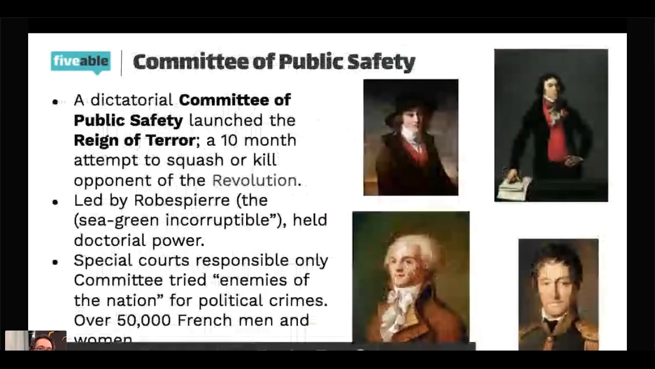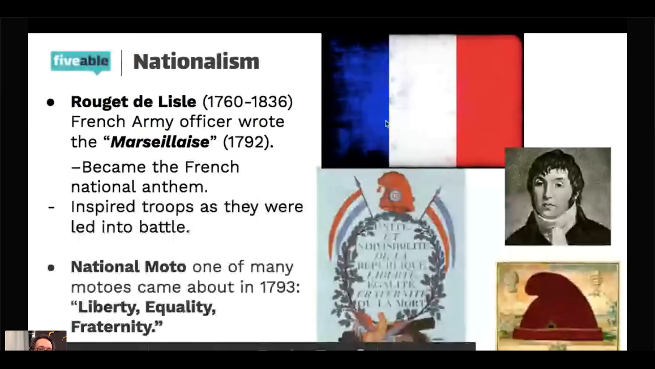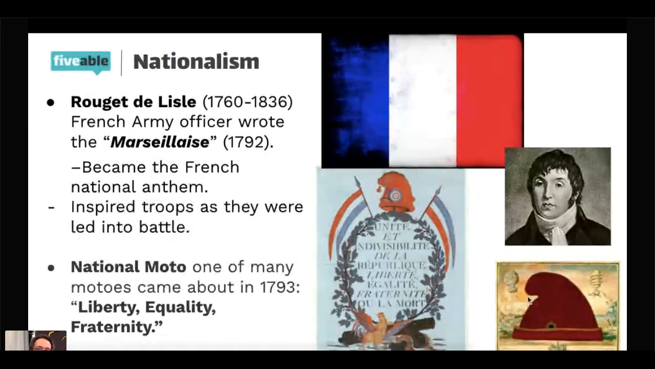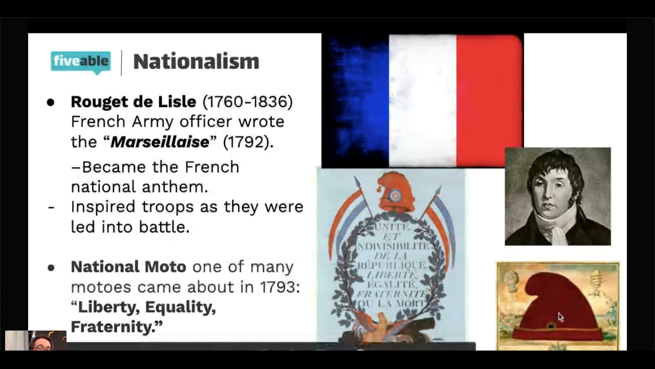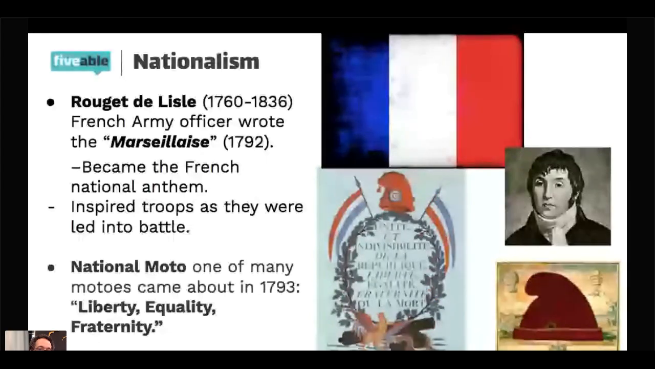Okay, so nationalism: the French flag is adopted around what becomes the French flag later on, the French hat, and the Marseillaise, which would eventually become the national anthem of France, is created during that time.